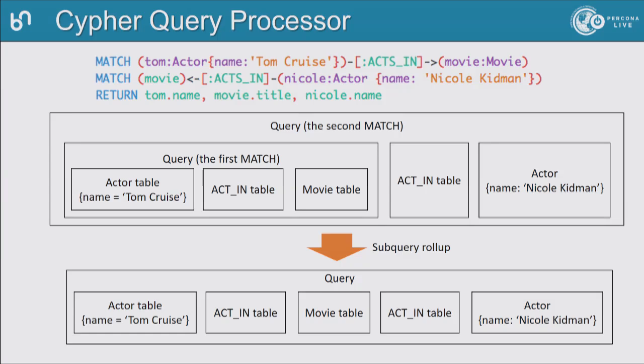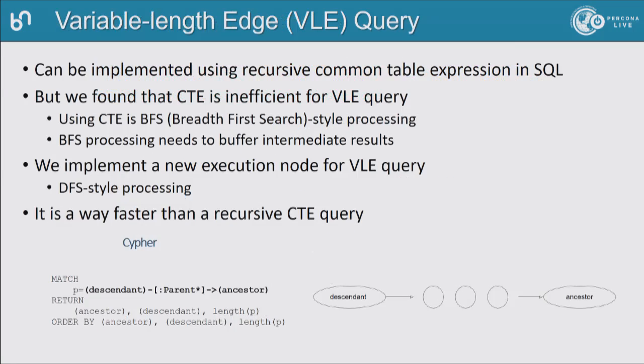I show this internal example to show that we can exploit internal query optimization techniques of PostgreSQL to process Cypher queries too. And we implemented some new plan nodes for improving the graph query performance. As an example, I present the VLE plan node, which is the variable length edge plan node.